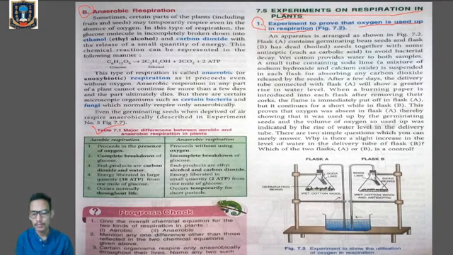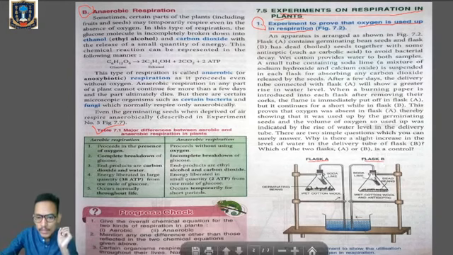So all of us know that while performing an experiment there are certain requirements. Clear? So in this experiment, what are the requirements? What are the things that we need? First thing you can see here, we require two flasks, flask A and flask B. Then we require germinating bean seeds, and we require dead bean seeds.